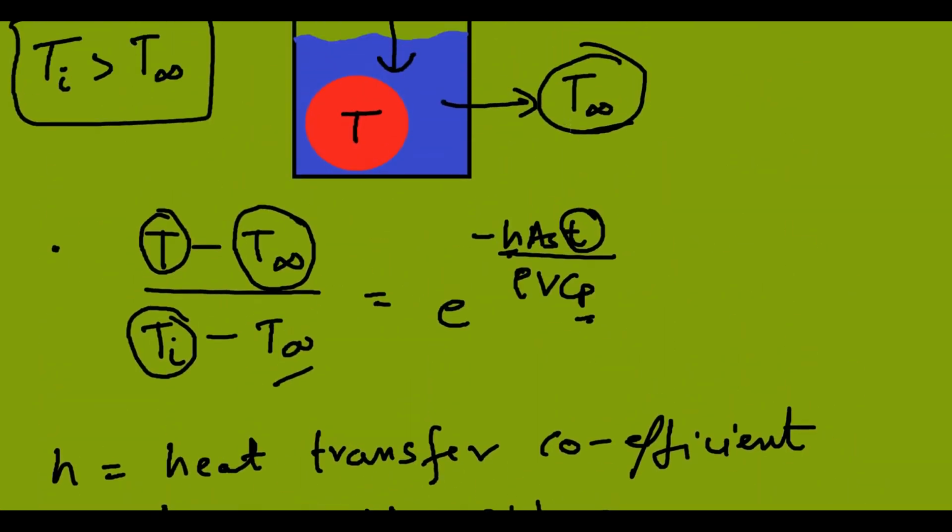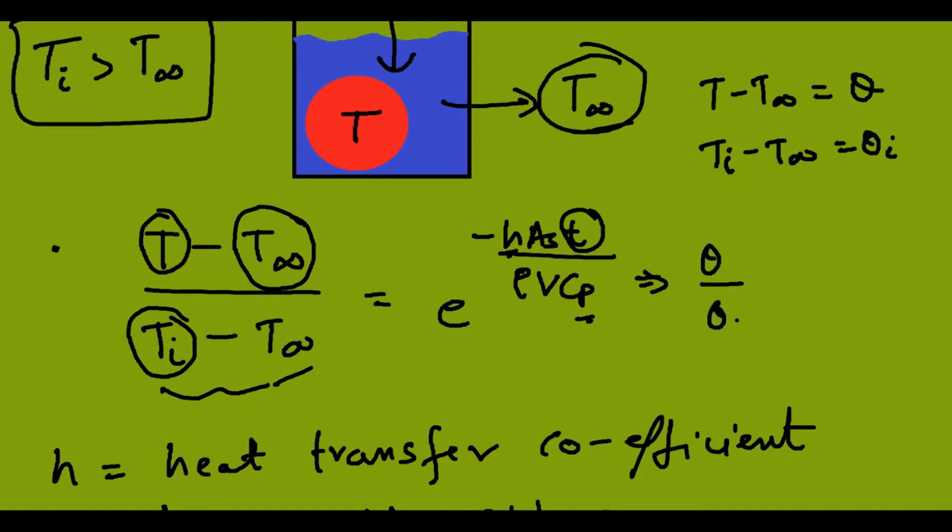Next, we can write this equation in another form. Let me write it over here itself. This T minus T infinity can be written as theta, and Ti minus T infinity, that is this term, can be written as theta i. So what I can write is theta by theta i equals e power minus t by tau.